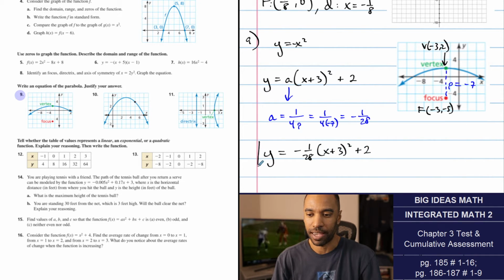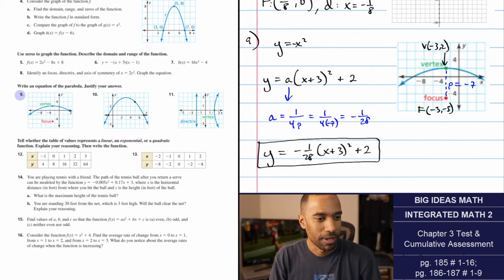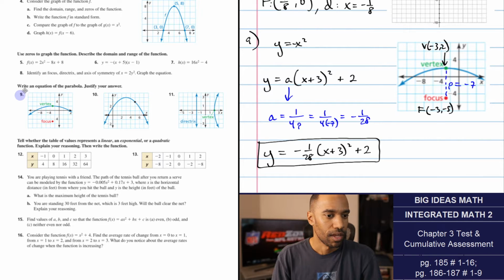It asks me to justify it. I'd say that's justification enough for what I got on that. But that's going to be it. Number 10.